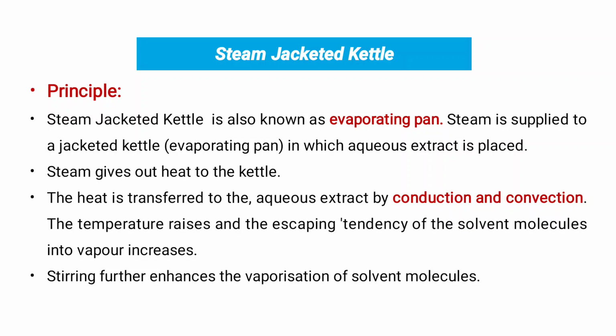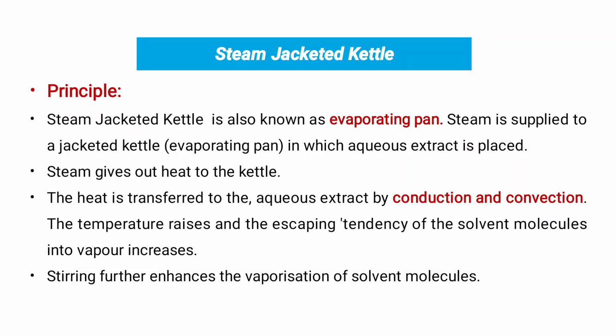The first evaporator we learn is the steam jacketed kettle. The steam jacketed kettle is also known as the evaporating pan. Evaporation means a large quantity of liquid gets evaporated. Steam is supplied to the jacketed kettle, meaning the evaporating pan, in which the aqueous extract is placed. Steam gives out heat to the kettle. The heat is transferred to the aqueous extract by conduction and convection.